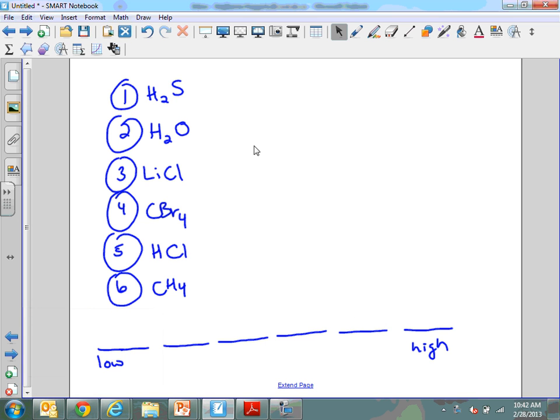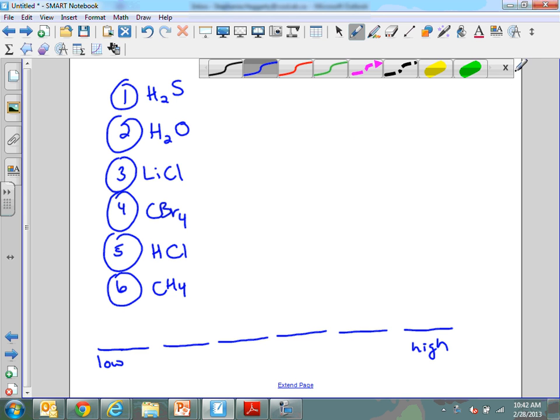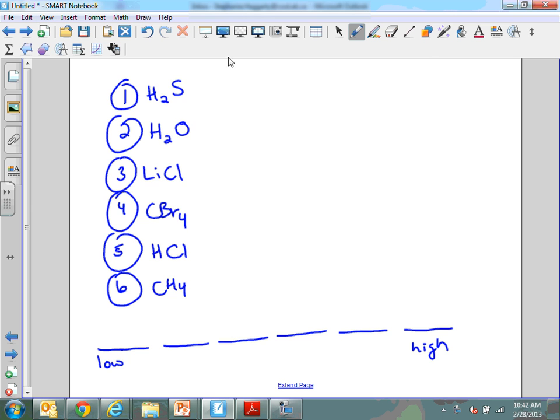So here's an example problem that you could see. The question could ask you to list the compounds in order of boiling point. So we'll order them from lowest to highest. The first step when you see a question like this is figure out what intermolecular forces they have.